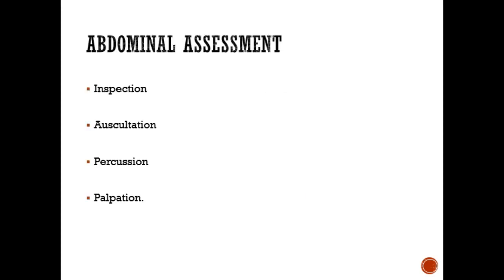The other thing I want to point out about abdominal assessment is that we do it in a little bit of a different order than all of our other assessments. We're going to do inspection, then auscultation, and we do auscultation before percussion and palpation, because percussion and palpation can stimulate bowel sounds, and so we may not get an accurate idea of what's going on with the client.